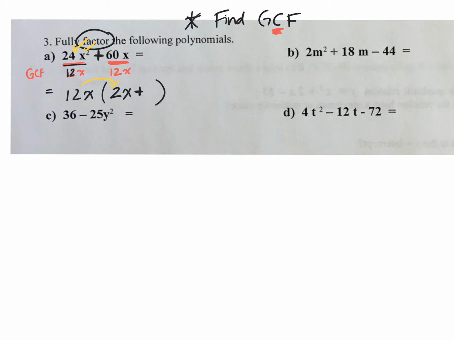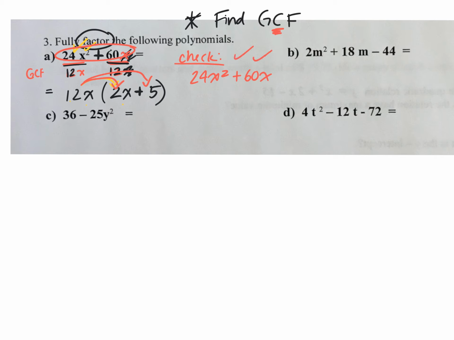60x divided by 12x. Well, these x's cancel out, right? X divided by x reduces to 1. What's 60 divided by 12? 5. That's the answer. And you can go back and check. 12x times 2x is 24x squared, and 12x times 5 is positive 60x. That was the original question, so yes, it works.